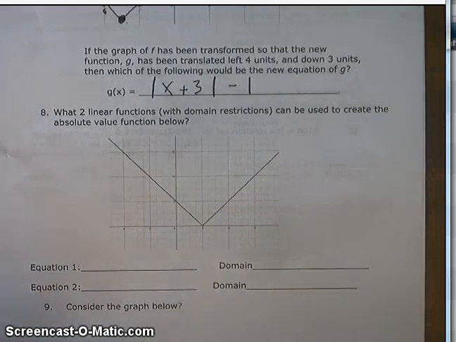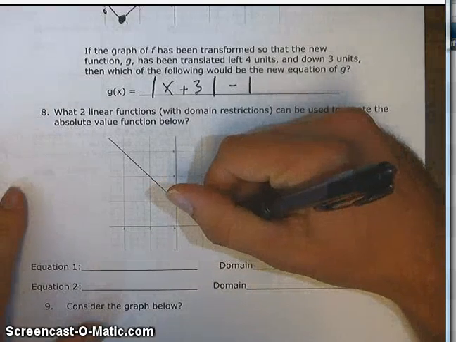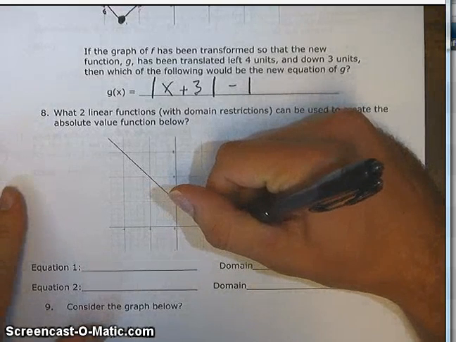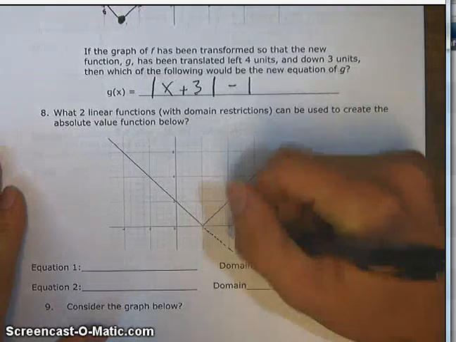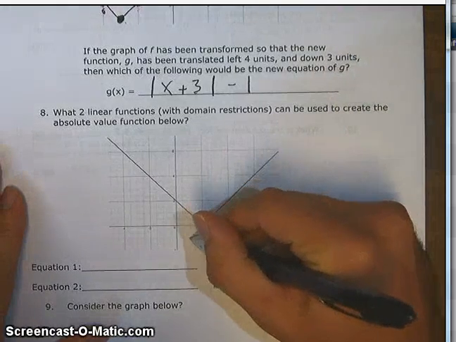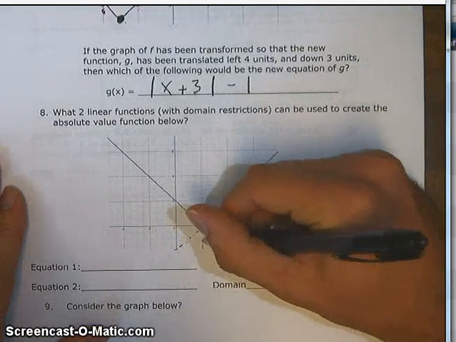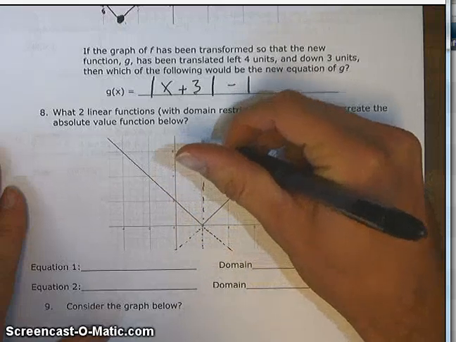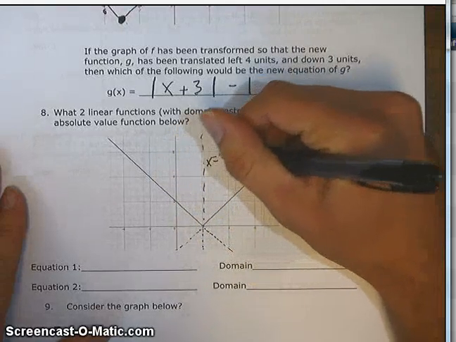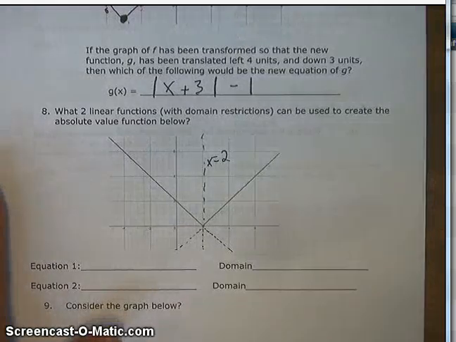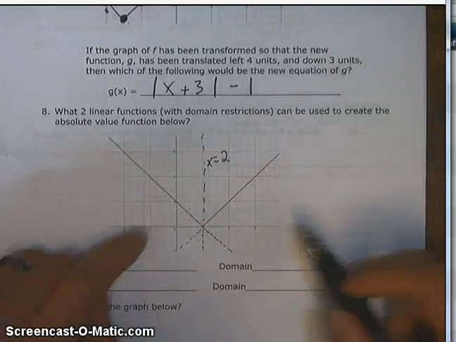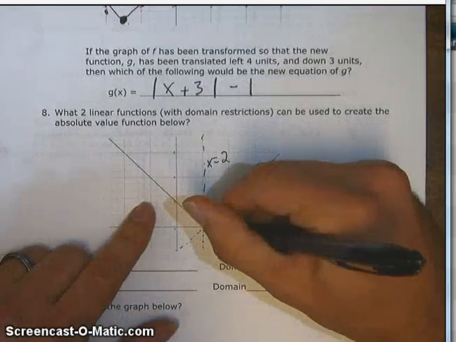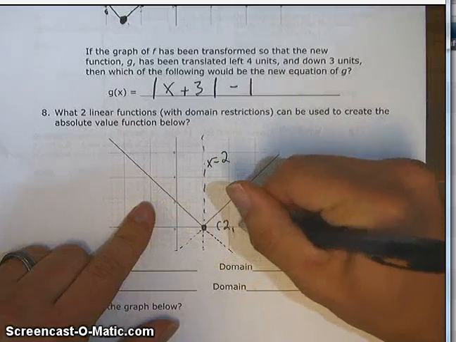What I like to do is continue the linear function here, and here, and I like to draw the axis of symmetry as well. So that axis of symmetry is x equals 2. And from that, I can identify the vertex as (2, 0).